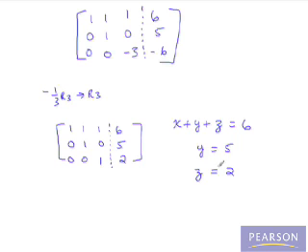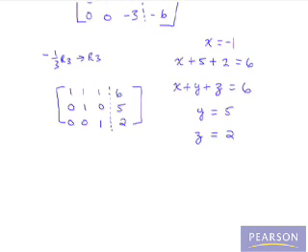We will now substitute our y value and our z value into the top equation to help us get x. So substituting 5 in for y and 2 in for z gives us x plus 5 plus 2 is equal to 6. 5 plus 2 is 7. Subtracting 7 from both sides implies that x has to equal negative 1. So the solution to this system of equations using the echelon method gives us x, y, z being negative 1, comma 5, comma 2.